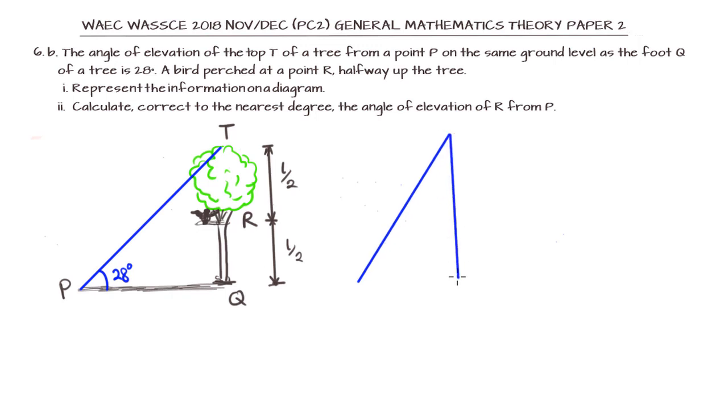Okay. We have now a right angled triangle. This is 28 degrees. It is P, Q, and T. Then point R. Halfway between T and Q is R. We have L over 2 and L over 2. And we are asked to find the angle of elevation of R from P. So we can call that theta. We are asked to find theta now. Okay. With this information, how best can we go about finding the value of theta?